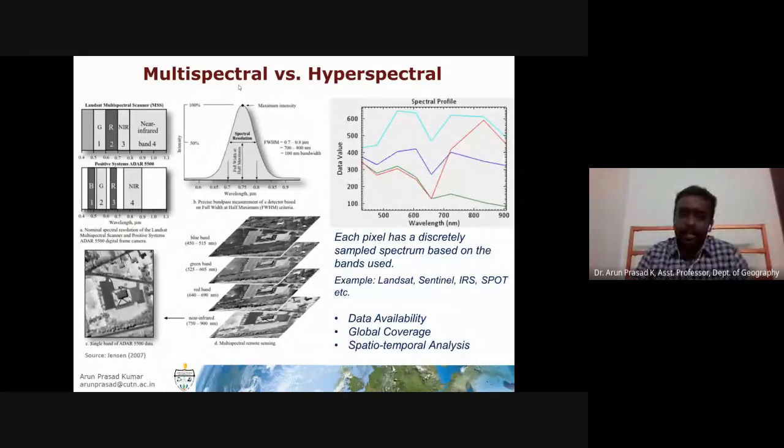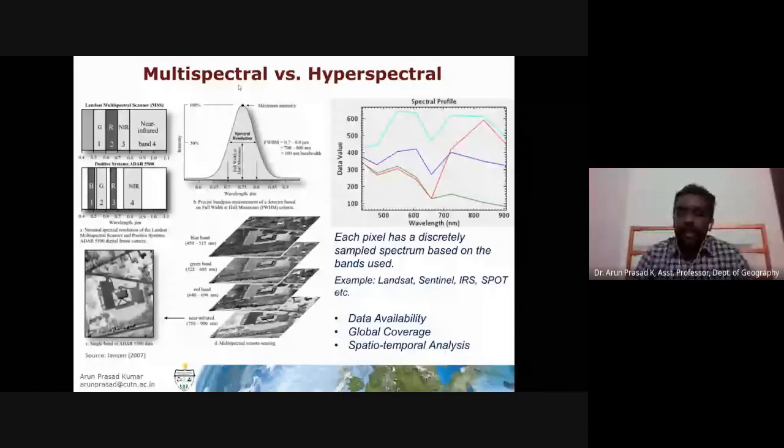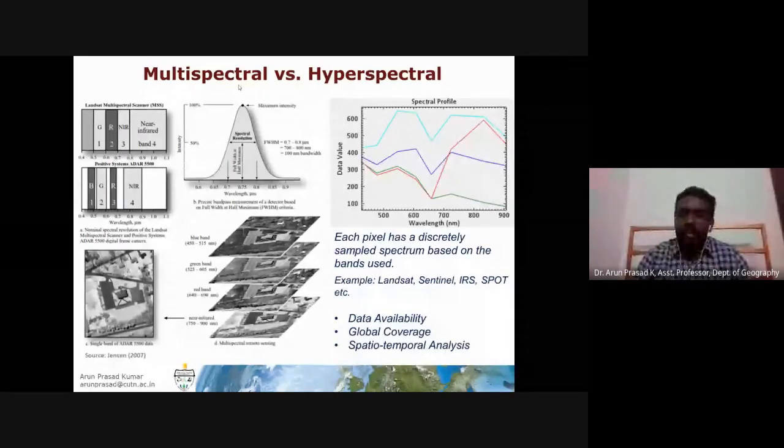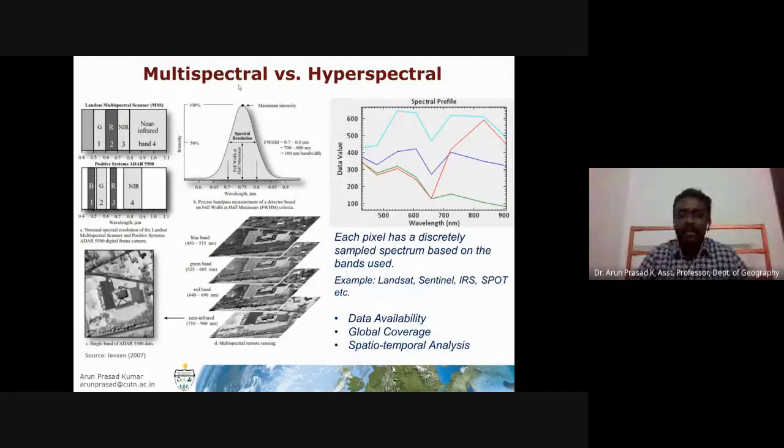So multispectral is of course successful. I'm not saying that hyperspectral is much superior, but multispectral has global application as of now. The data is available from the 1970s itself. Because the sensor technology for hyperspectral data has been developed only recently, in order to do change detection or trend analysis, multispectral is the obvious way, and it has global coverage. Much of the hyperspectral sensors we have are not having global coverage so far. Not every point on the earth has been sampled by hyperspectral sensors. So multispectral has that quality.